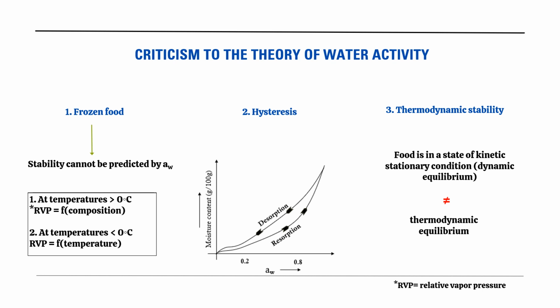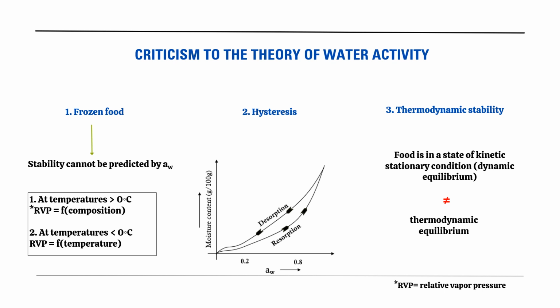Second, we have something called as hysteresis. So what is this hysteresis? The sorption characteristics of water depend on the history of food. What is meant by history of food? In order to study sorption characteristic, we usually subject the product to a drying process, wherein you have complete removal of water, and then subject it to a remoistening process.